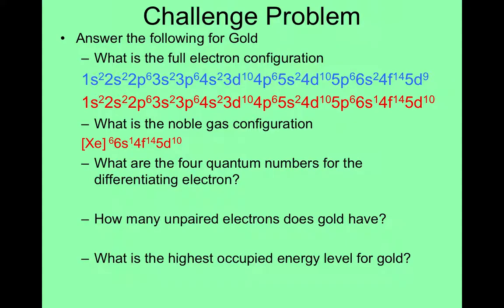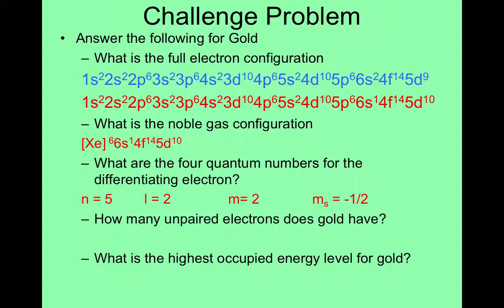What are the 4 quantum numbers for the differentiating electron? Well, that's the 5d10 electron, so n equals 5, L equals 2. For the spin quantum number, we'd have to set out the 5 platforms here, and since they're full, this is going to be the last platform, the +2, and the spin is -1/2, it's spinning down.